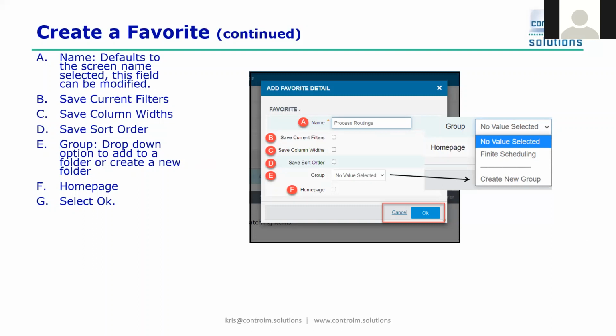Below that is how you set up a group. You can create a new group, where I could have that favorite automatically added to a group that I've got set up. In this case, as you can see, I've got my group as finite scheduling. I could add it to that, or in this particular case, we're going to create it in a new group. Then the final checkbox at the bottom is if you'd like to make that your home page, you could hit that checkbox, and it would make that screen your home page. Once you get those selected, you'd hit OK.